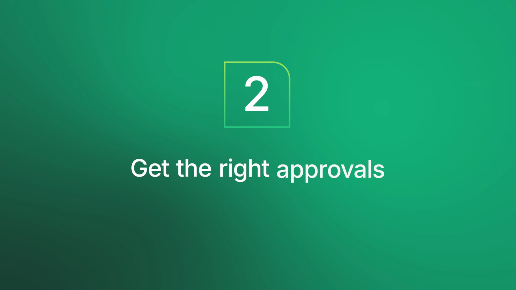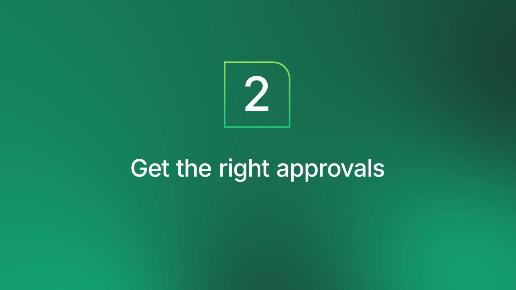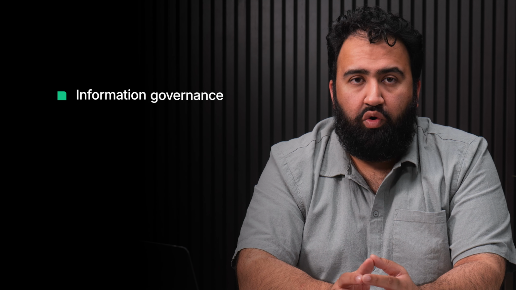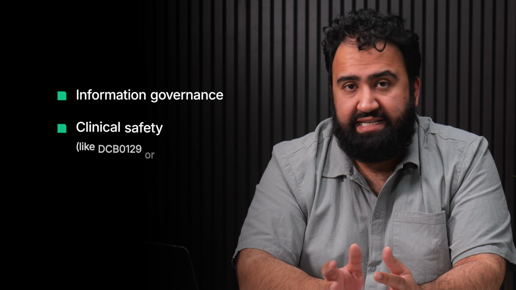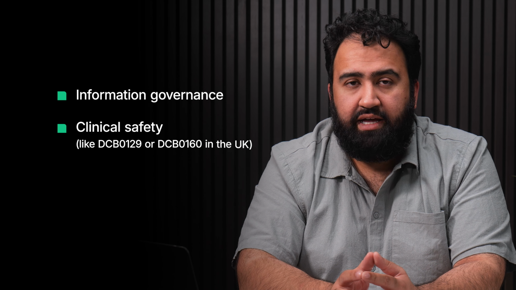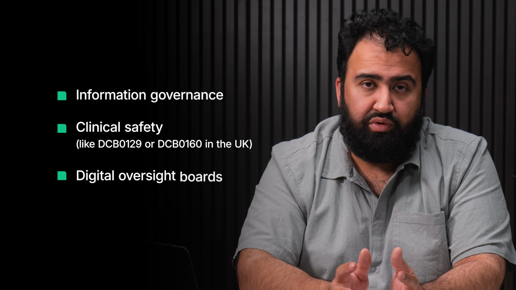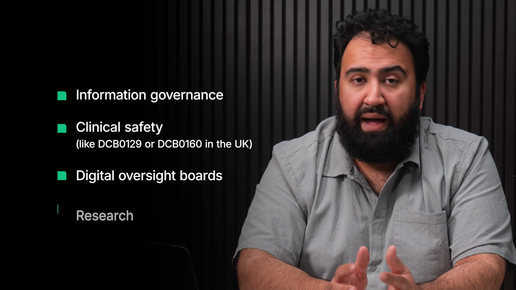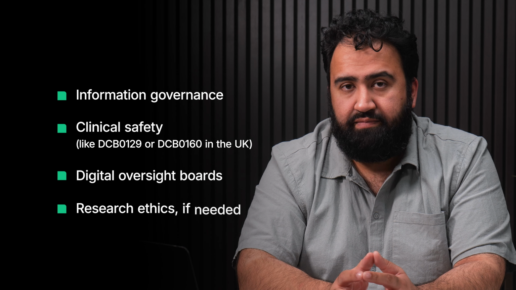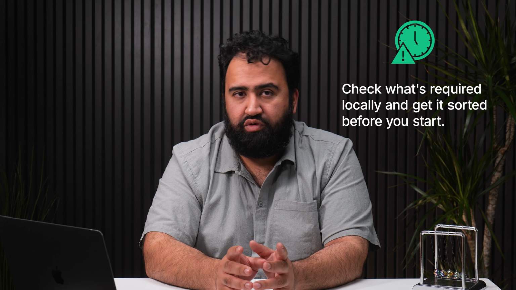Before you begin your AI evaluation, make sure you have the right local sign-offs. This could include information governance or clinical safety, like the DCB standards in the United Kingdom. It could also include your digital oversight boards at your institution, and perhaps research ethics if necessary. Just make sure you check what's required for you locally and get it sorted before you start.